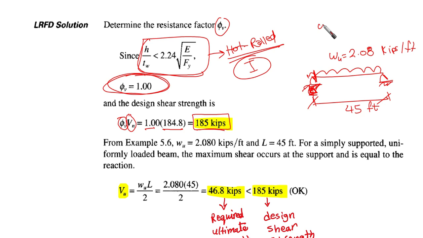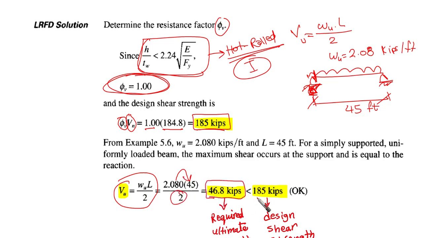So we're going to have w ultimate times L over 2. This would give us V ultimate, right? And this is actually what we have here. So w ultimate times L over 2 gives us 46.8 kips, which is less than the design shear strength that we have here. The design shear strength is larger than the required ultimate strength, which is coming from the load combination that we are having.